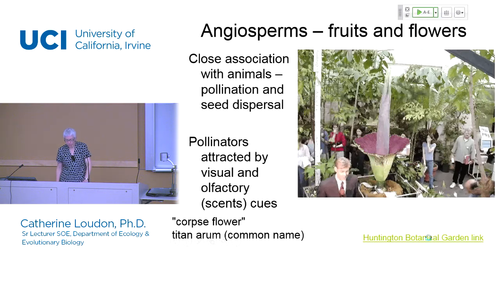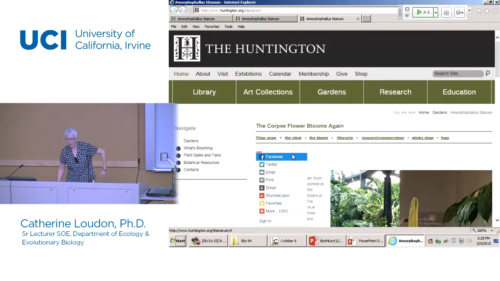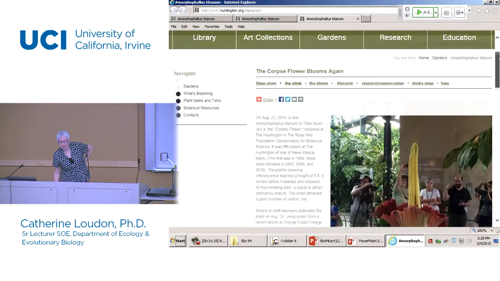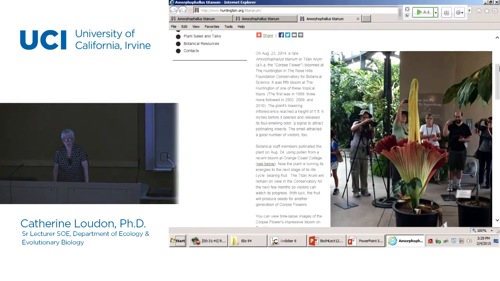And so if we have a quick field trip here and go visit the website of the Huntington Botanic Garden, then we can see and read about the most recent blooming, which was in August of 2014. This was the 5th bloom at the Huntington Botanic Garden. The first one was in 1999, then there was another one in 2002, 2009, 2010.